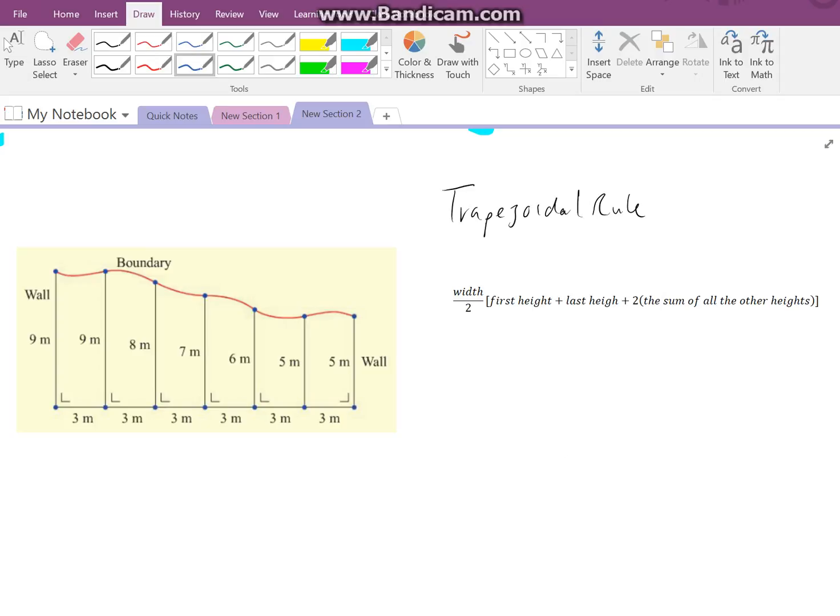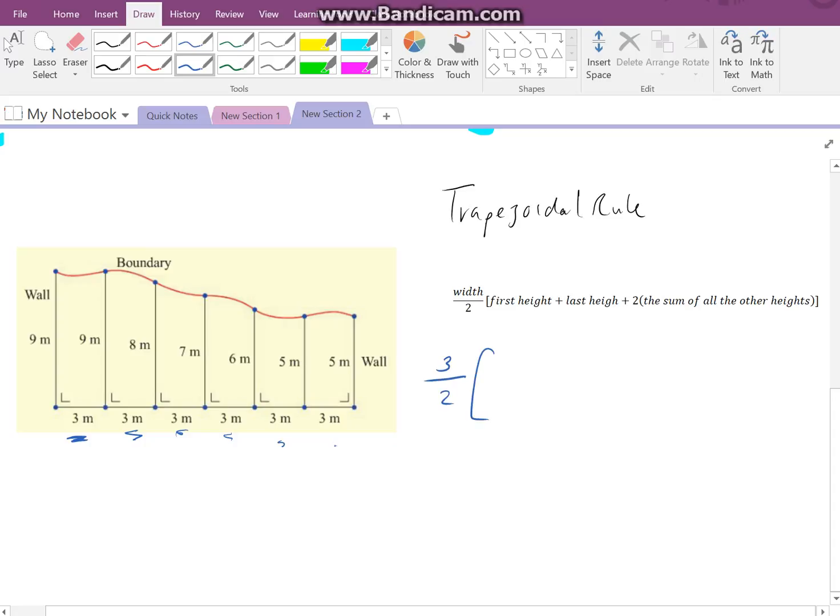So the width over 2. The width of this shape that I have here will always be consistent. It'll always be the same. So if you look here, 3, 3, 3, 3, 3, 3. So that's obviously my width. It's what the boundaries have been split into. So my width is going to be 3, then over 2, big bracket.